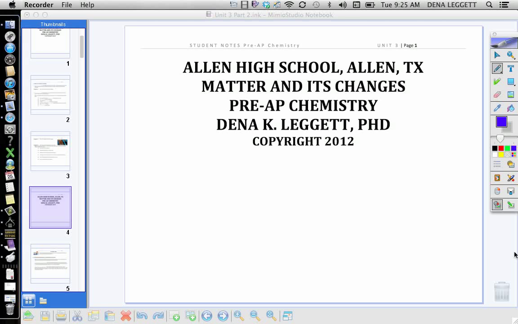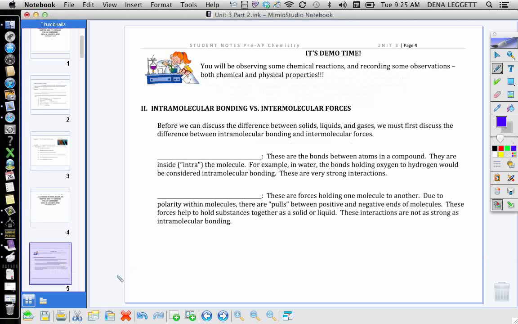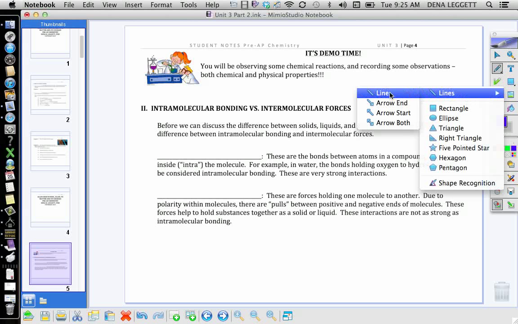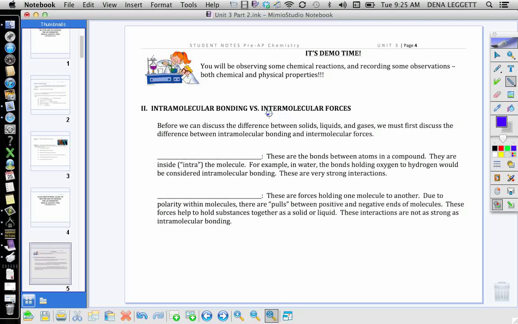We're talking about states of matter. We've already talked about chemical and physical changes. Now we're moving into some of our key physical changes, and those are phase changes, changes of state. But before we start distinguishing the names and reviewing those, we need to make a clear distinction between intramolecular bonding and intermolecular forces.